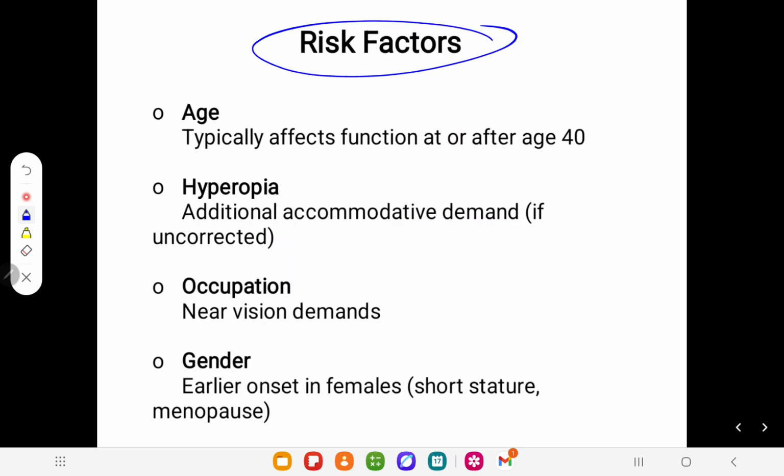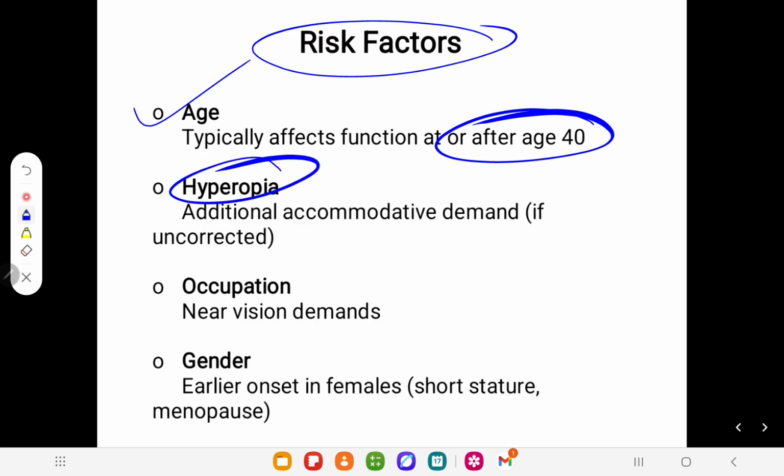What are the risk factors that cause presbyopia? Age. Definitely, we always think 40 and after, but another very important one is hyperopia. You have to understand, if people have hyperopia and didn't correct it for maybe 15 or 20 years, they accommodate all the time, and they need presbyopic correction far earlier than the normal emmetropic patient.